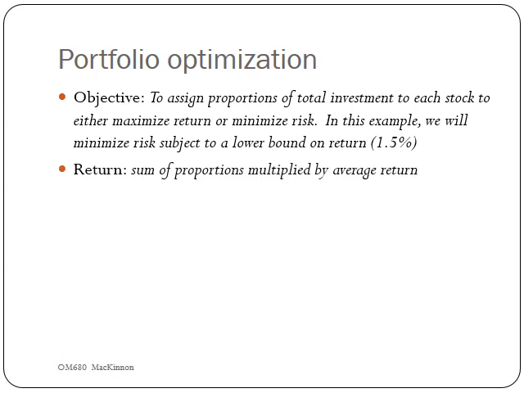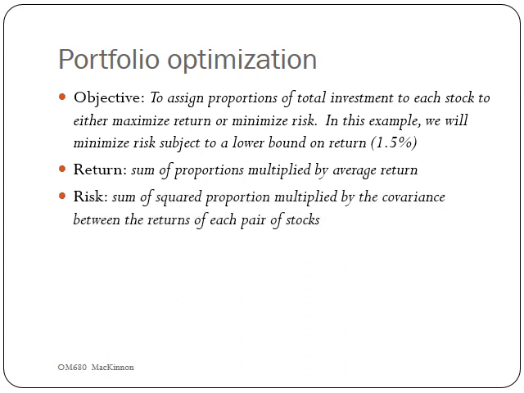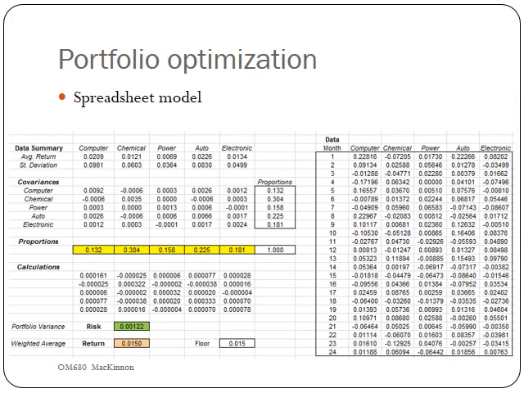The return is the sum of the proportions multiplied by the average return, and the risk is the sum of the squared proportion multiplied by the covariance between the returns of each pair of stocks. There are Excel functions for all of these things, so don't let the risk calculations scare you, as if you're going to need to remember what risk is. This just happens to be how it is calculated in this instance, and so we're going to work with it.